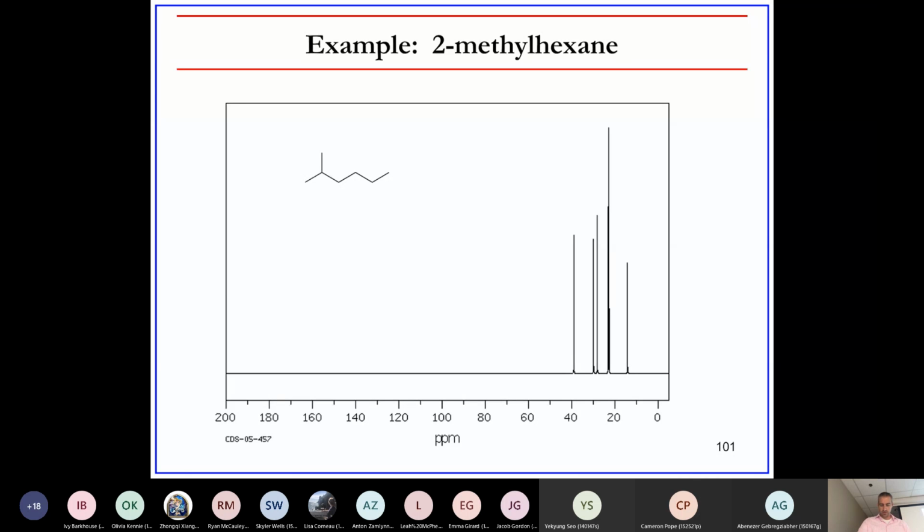Two-methylhexane. This one's a little more complicated, isn't it? This one doesn't have any symmetry, really. Okay, there's 2 peaks that can come together. So this one, starting at this end, there's A, B, C, D, E, F, F.